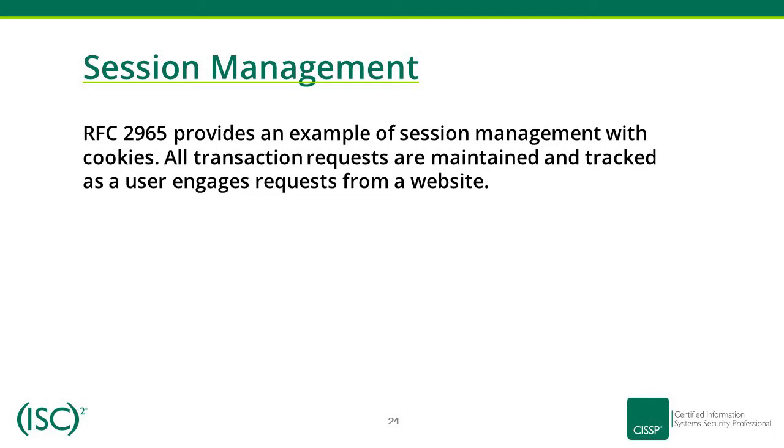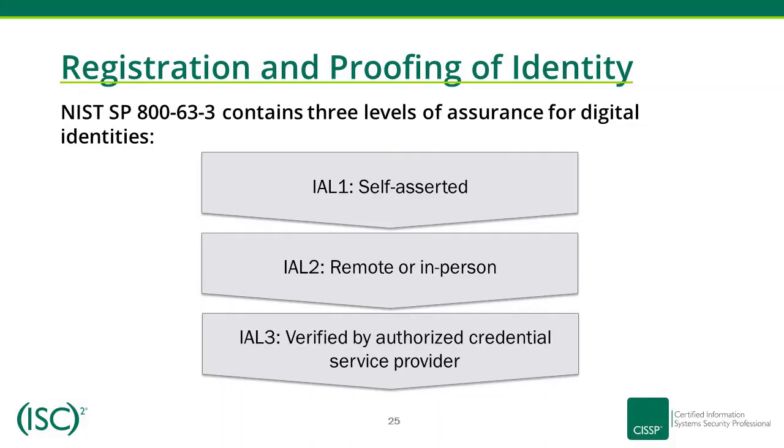Registration and proofing of identity. NIST SP 863-3 contains 3 levels of assurance for digital identities. Aisle 1, self-asserted. Aisle 2, remote or in person. Aisle 3, verified by authorized credential service provider.